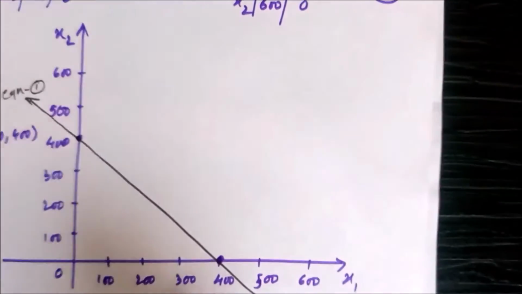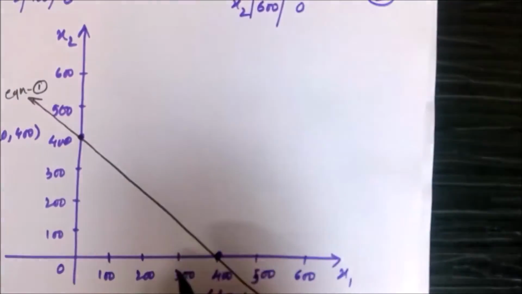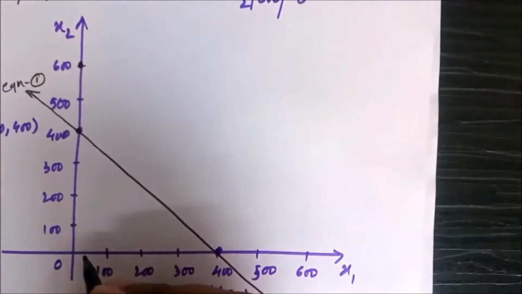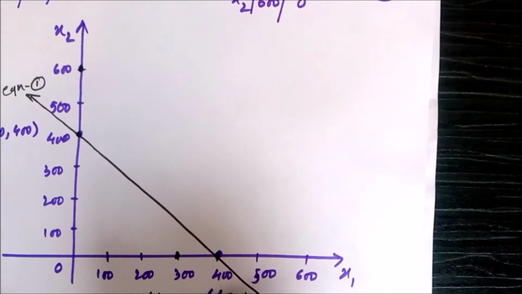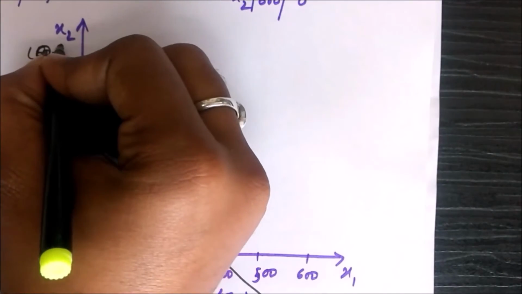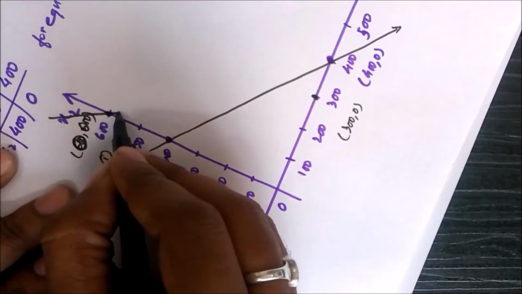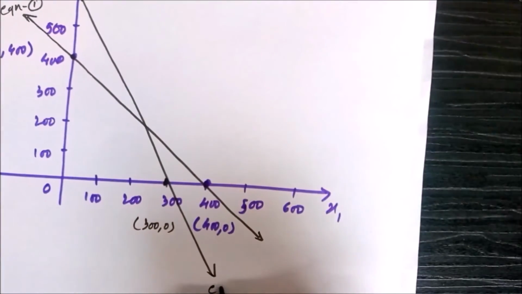Similarly, for equation 2, I get the values 300, 0 and 0, 600. When x1 is 0, it is 600, and when x2 is 0, it is 300. So I get the points 300, 0 and, sorry, 0, 600. It's my fault. Now I join these two points and I get another straight line. This is for equation 2.